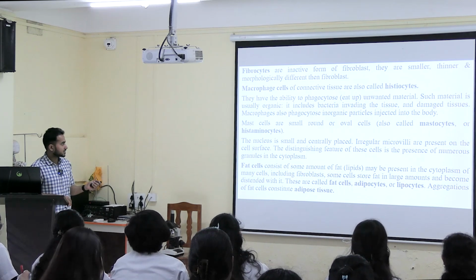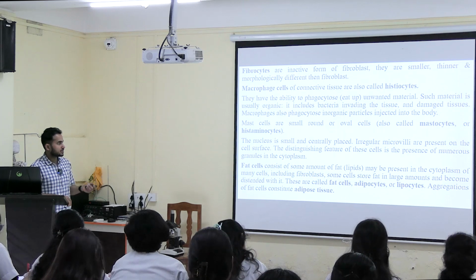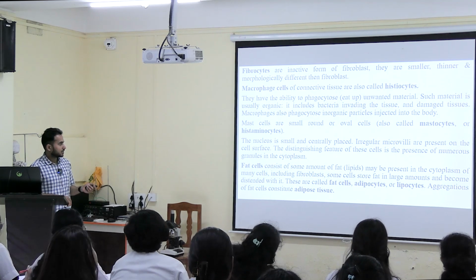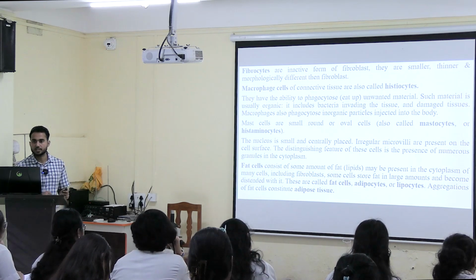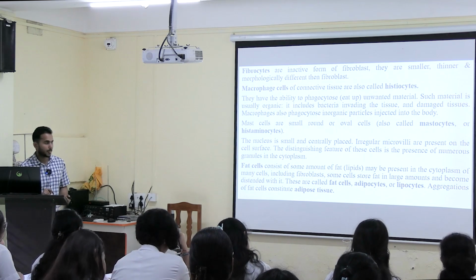They are also called histaminocytes. Now, the nucleus in the case of mast cells is centrally placed. Irregular microvilli are present on the surface, and the most important feature is numerous granules present inside the cytoplasm. That is one of the striking features of the mast cell.